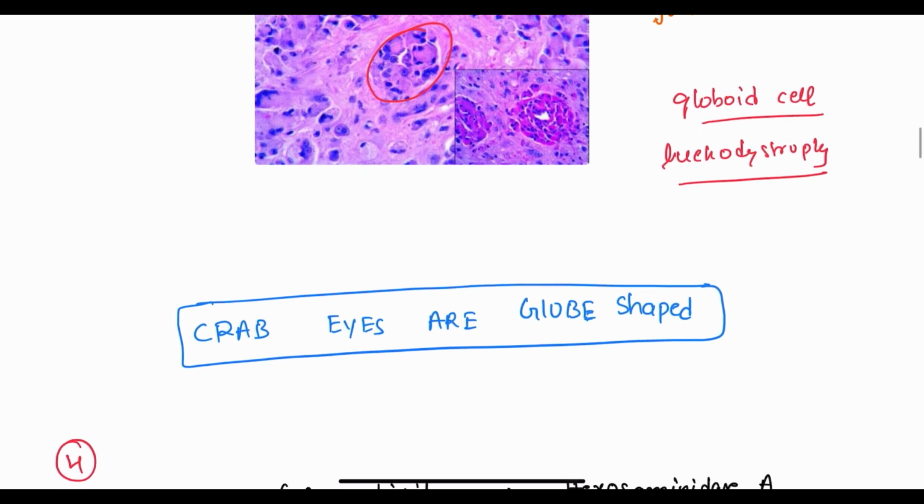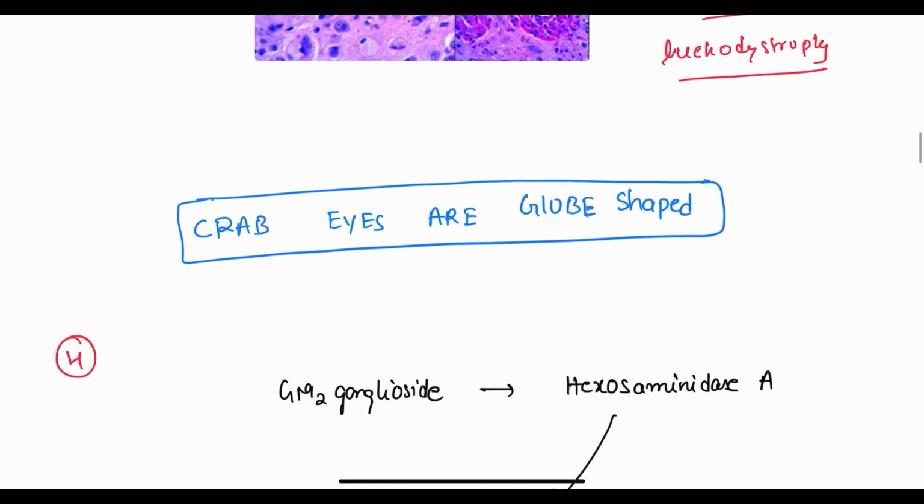A mnemonic to remember Krabbe disease is: crab eyes are globe shaped, which is not exactly true, but here crab refers to Krabbe disease. Eyes show optic nerve atrophy and globe shows globoid cell disease.